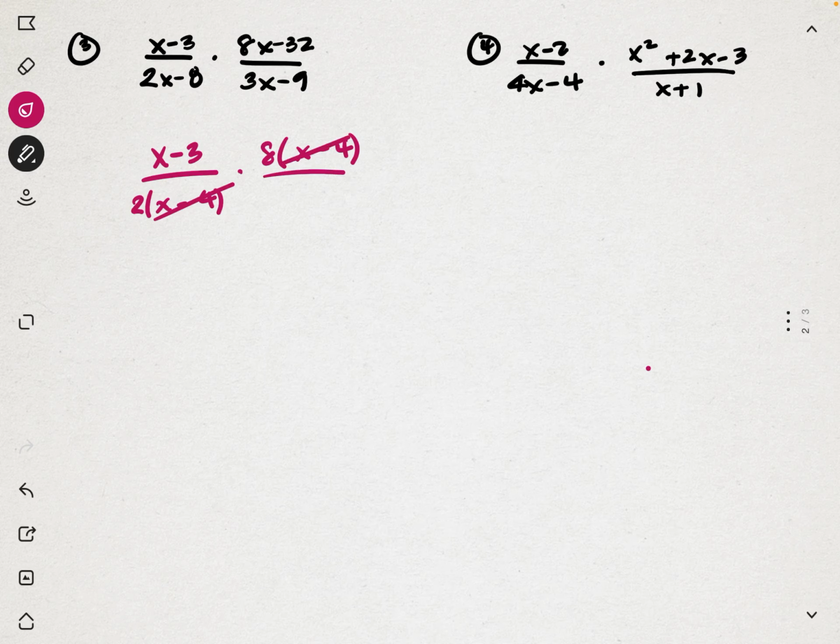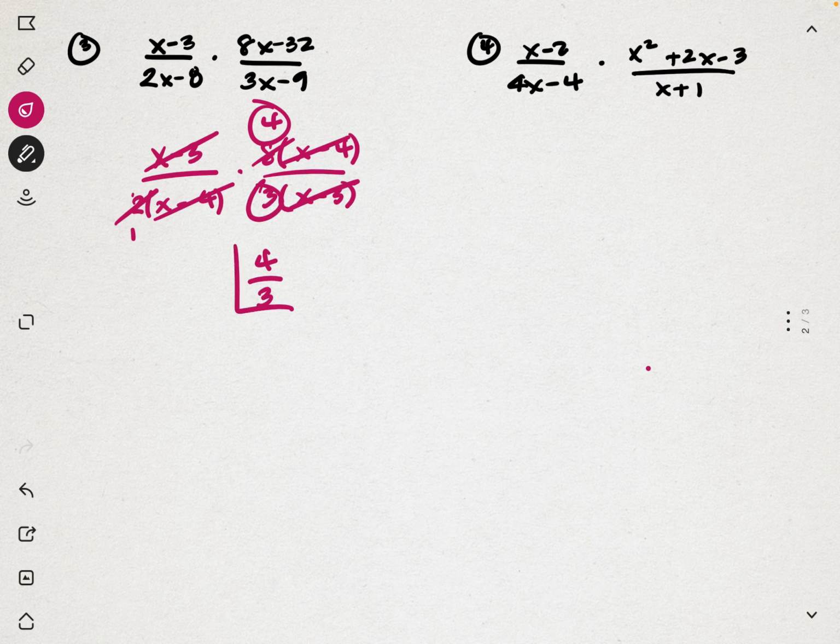And then 3x minus 9, common factor is 3. X minus 9 divided by 3 is 3. So you can see that these are also going to cancel out. And then we have the 2 and the 8. Those can be divided by 2. So the whole thing now, 4 is the only thing left in the numerator. 3 is the only thing left in the denominator, and we are done.